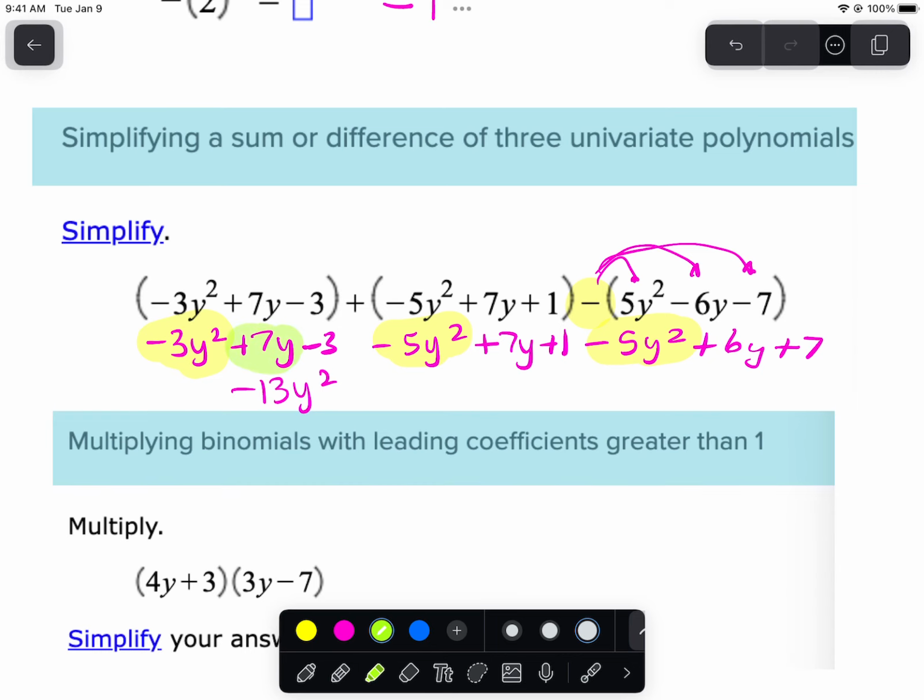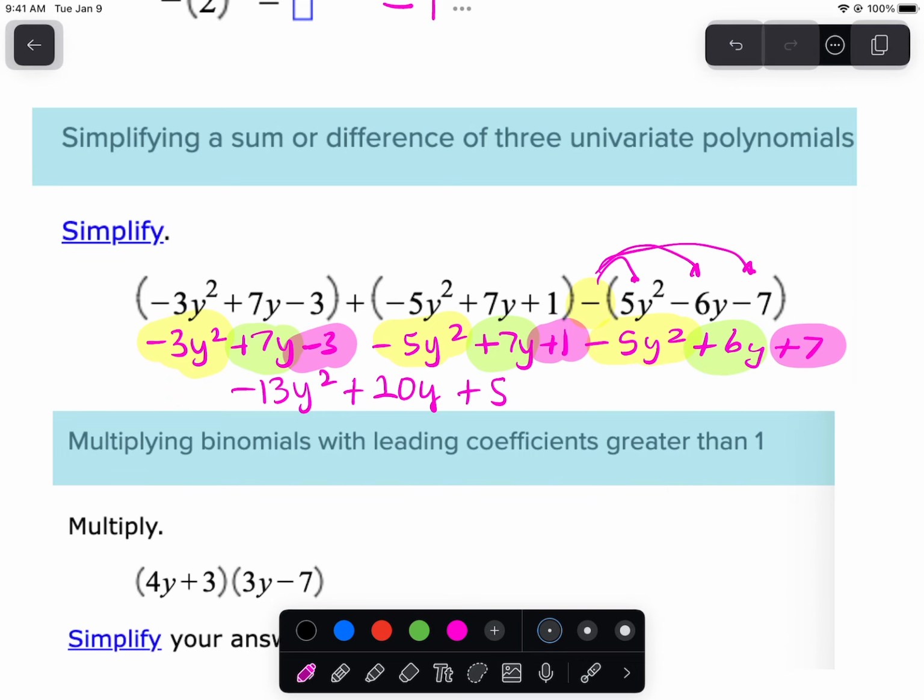Next, we have a 7y and a 7y and a 6y. So that's a total of 20 y's. And then we have just normal numbers. Negative 3 plus 1 is negative 2, plus 7 is positive 5.